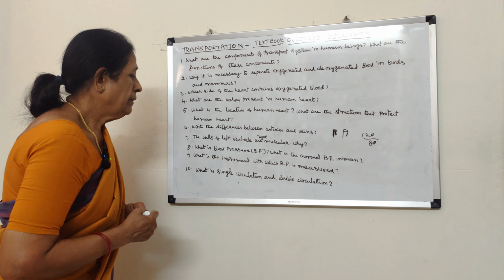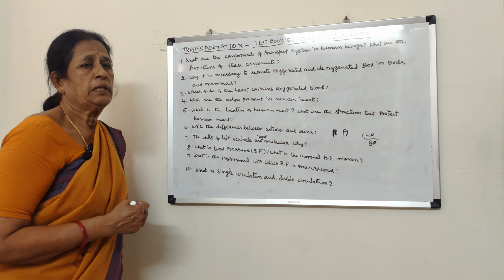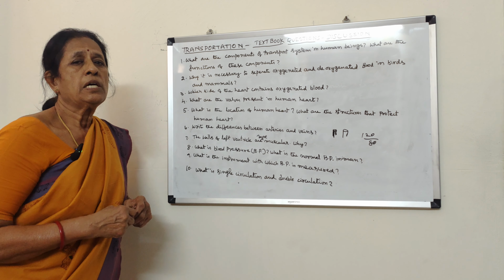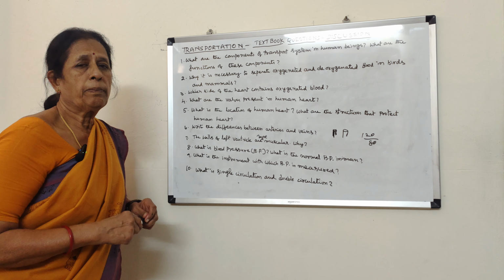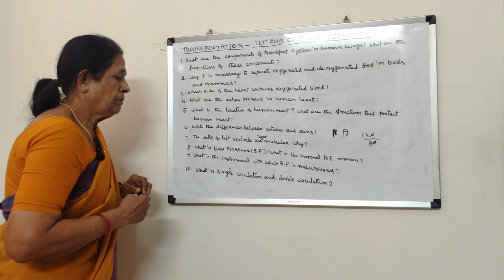Okay, and what is the instrument with which blood pressure is measured? Blood pressure is measured by an instrument called a sphygmomanometer. The sphygmomanometer is the instrument by means of which blood pressure is measured.